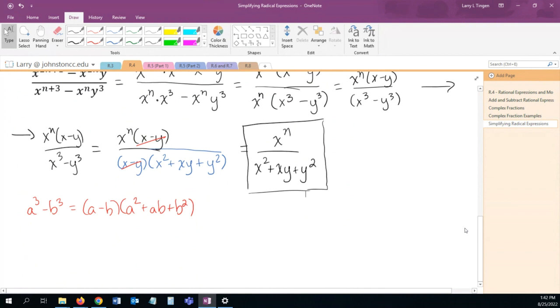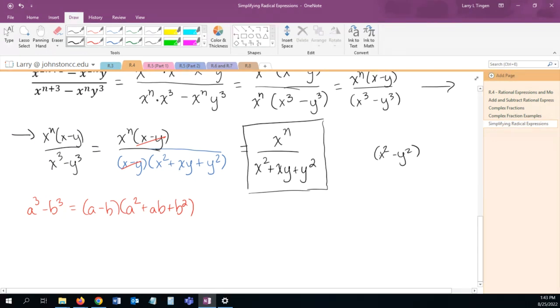Let's see here, would x to the n divided by x squared minus y squared? No, it would not. And the reason is that this does not break down the way that you're thinking it does. What she's saying is, does this denominator become this? And the answer is no, because the middle term is there.